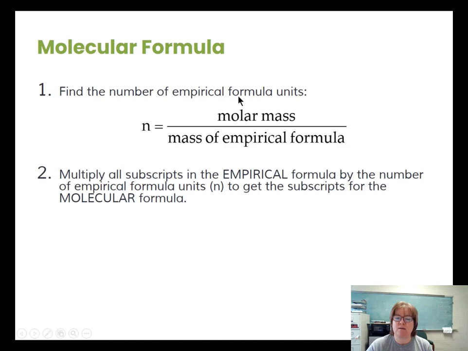First, I would find the number of empirical formula units. So I would find out, well, what is the molar mass of one of my empirical formulas? I would add that up from the periodic table. And then I take the molar mass and I divide it by the mass of the empirical formula. That would be how many times I had reduced it to get from the molecular to the empirical formula. So now I just do the opposite. I take my empirical formula, every subscript in it gets multiplied by whatever this N turns out to be, and I would get a molecular formula.